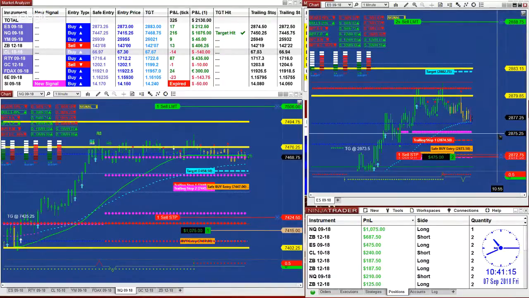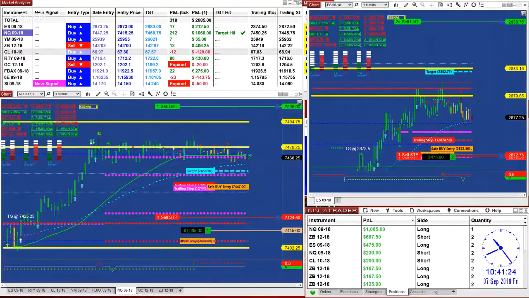So the market died on us. There is not much going on. Let me see. Actually, the only two trades we have at the moment are the ES and the Nasdaq.